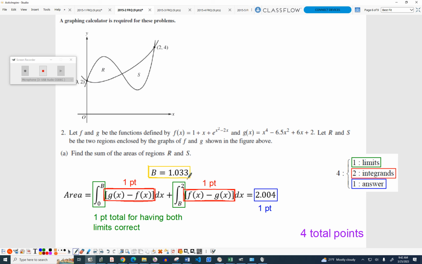If they just grow out like 0 to 1.033, does it have to be B? It doesn't have to be B. So either the number or the letter. The number's fine. If they use a letter, you've got to make sure they have said what the letter is equal to. You can't just point to it. It's got to use an equal sign. Either way is fine. They can write out the number.